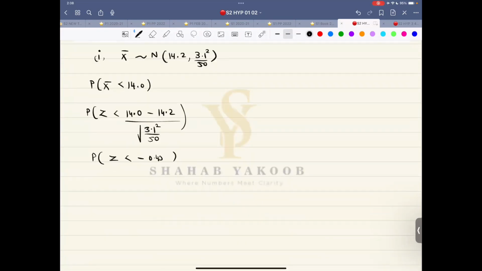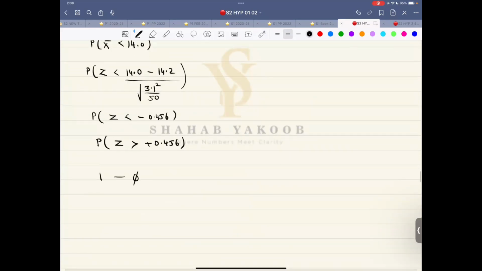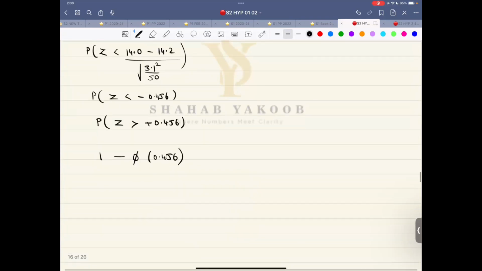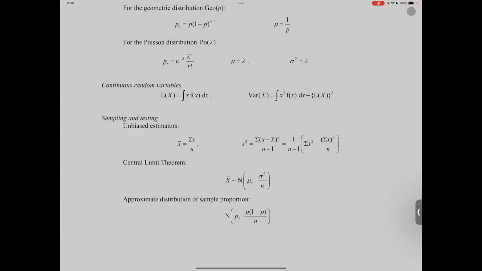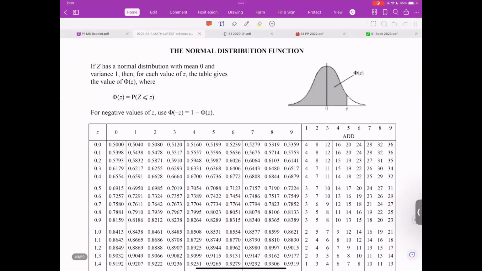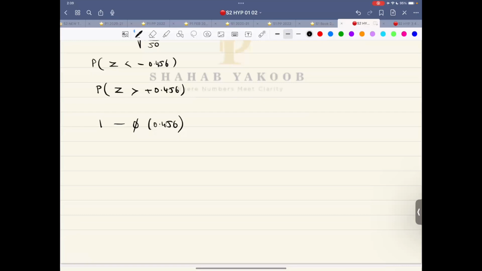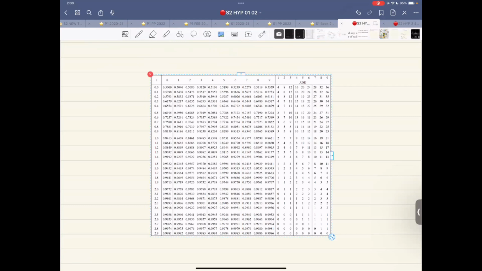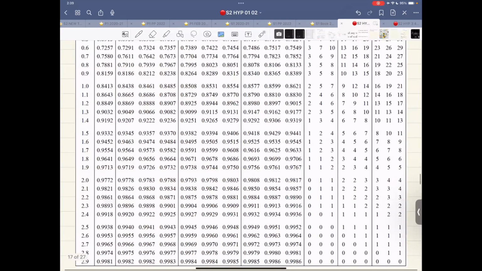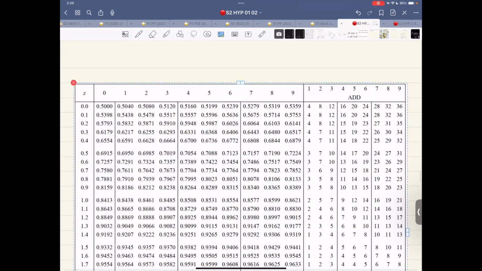So 0.456, which is 1 minus, first of all, probability Z is greater than positive 0.456, which is 1 minus phi of 0.456. And using the normal distribution table, which let me take out so that we don't miss out on anything. And I think I just saved an image earlier for my S1 class. So I think it should be right over here. Yeah, there it is. So now it is 0.456.